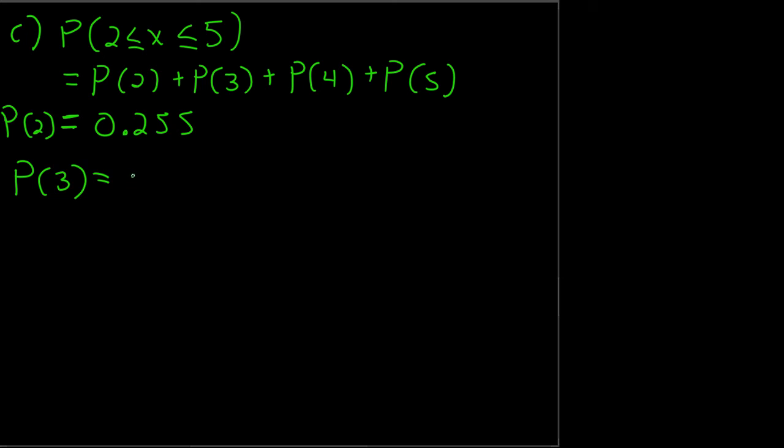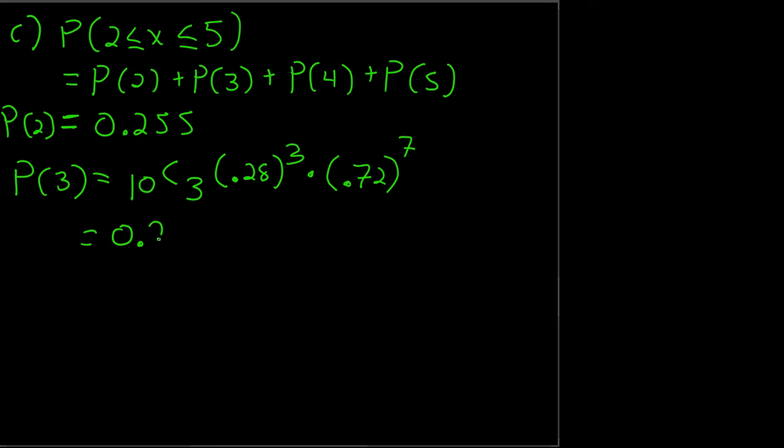The probability of 3, again on the calculator, is going to be 10 C 3 times 0.28 to the third times 0.72 to the seventh. But I will just scroll up, change my 2 to a 3, and change my 8 to a 7. And that gives me 0.264.